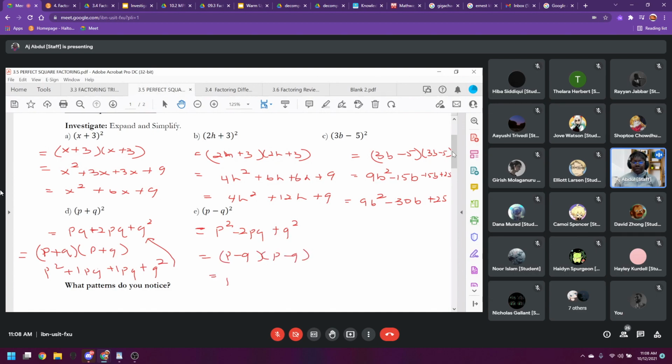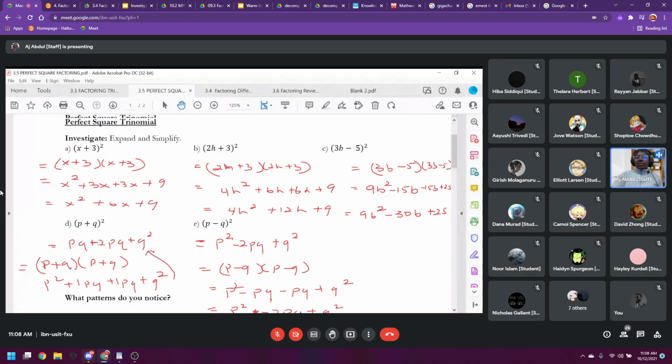P times p is p squared. P times negative q is minus pq, and then again minus pq, and then plus q squared. So that becomes p squared minus 2pq plus q squared.